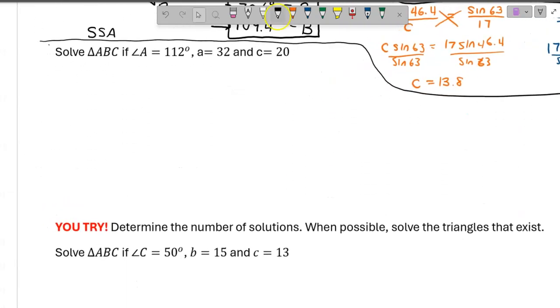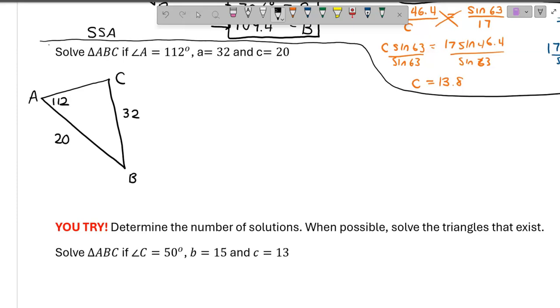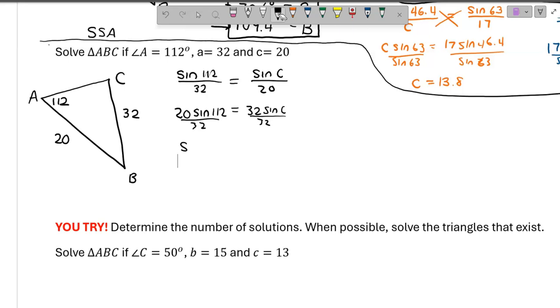Once again, we're going to set up and just draw kind of a generic triangle here. So let's draw that out. A, B, C. Angle A is 112. Side A is 32. And side C is 20. So our initial law of sines setup would be sine 112 over 32 equals sine of C over 20. And just like we did in the first example, we're going to cross multiply. We're going to divide by 32. And we get 0.579, that's what this is in my calculator, equals sine of C.